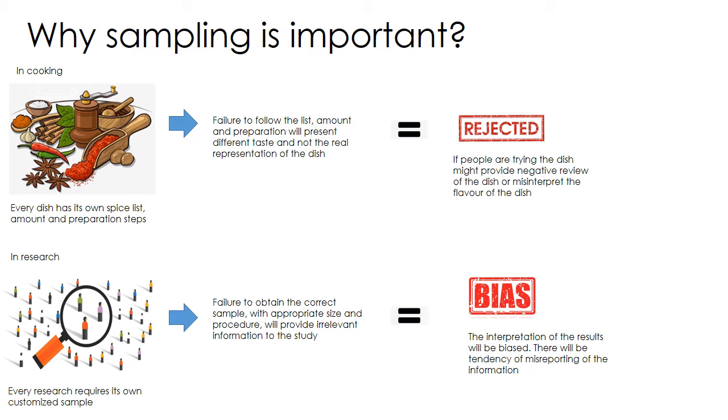In research, every researcher is required to have his own customized sample. So failure to obtain the correct sample, the appropriate size and the procedure will provide irrelevant information. Same as your spices: if you include the wrong spices, you will not get the right taste. So same in research. If you do not include the right sample, you will never get the correct information, and as a result, your interpretation of the results can be biased. So there is a tendency of misreporting your results or information.